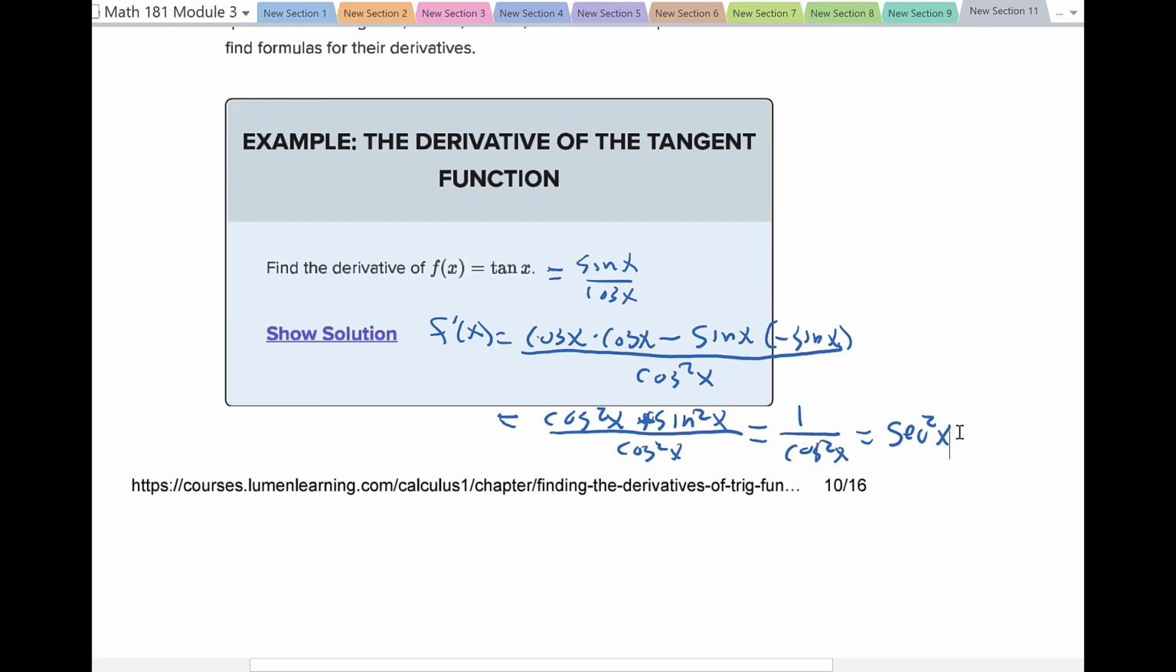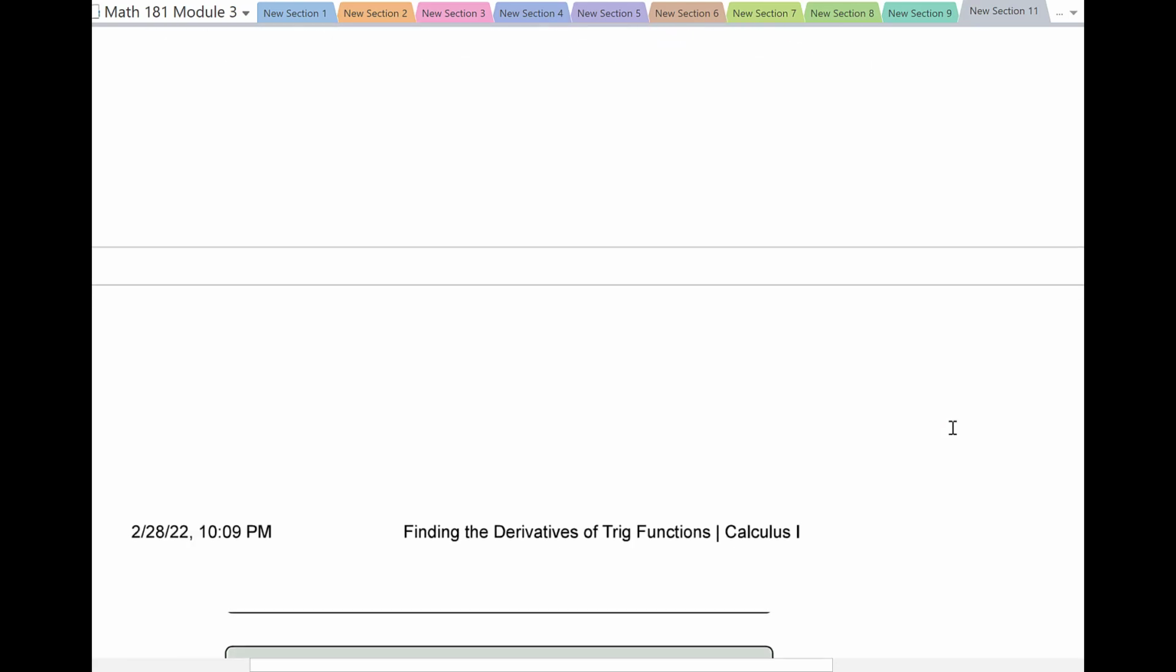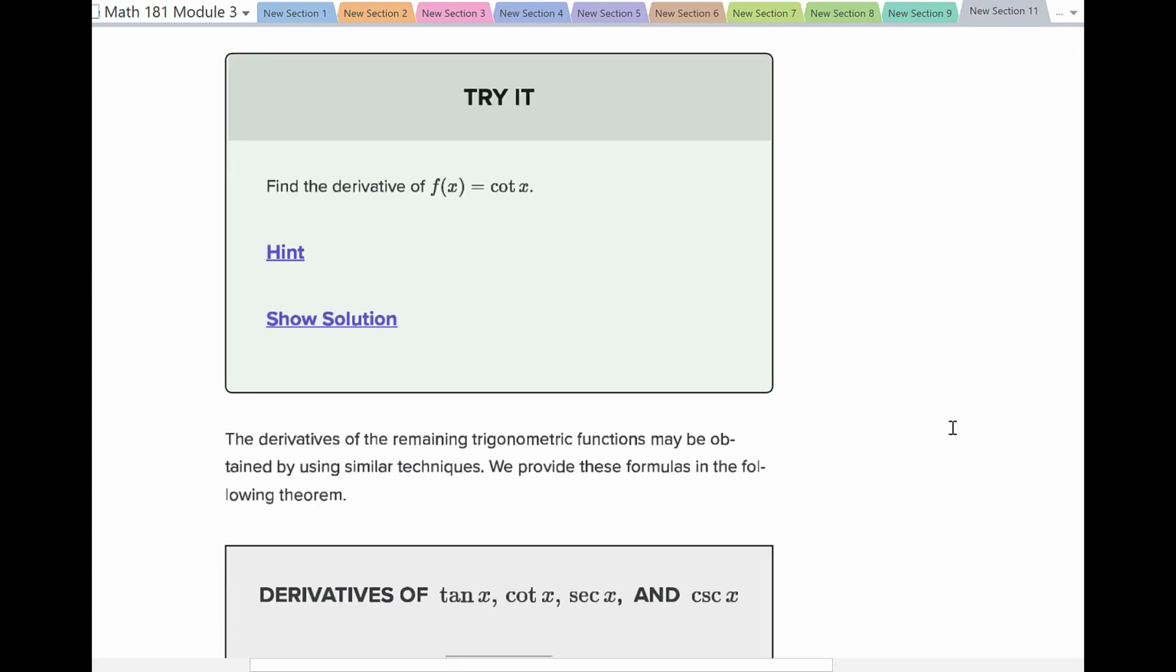So now you know the derivative of the tangent is secant squared x. Now, what about the derivative of a cotangent? Same process. This is going to be cosine of x over sine x. So our derivative is going to be low, which is sine x, d high, which is the derivative of cosine, which is negative sine x, minus high, which is cosine x, d low, which is the derivative of sine, which is cosine x, all over sine squared x.